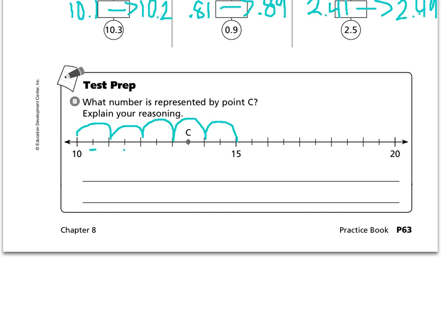I know between 10 and 15 there's going to be 5 numbers. So I can know that it's going to be 11, 12, 13, and 14. Looking at this, the letter C falls in between 13 and 14. So I know that it's going to be 13 and 1/2 or 13 and 5/10. Make sure that you draw this out or you need to explain your reasoning.